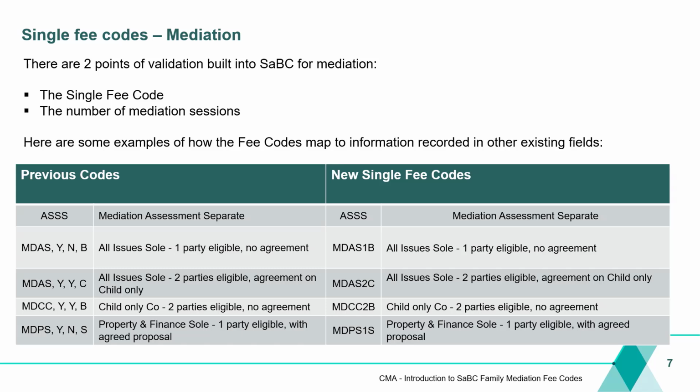MDAS1B. All issues sole with 2 parties eligible, agreement on child only, maps over as MDAS2C. Child only co-mediation with 2 parties eligible and no agreement maps over as MDCC2B. Property and finance sole, 1 party eligible with an agreed proposal, maps over as MDPS1S.